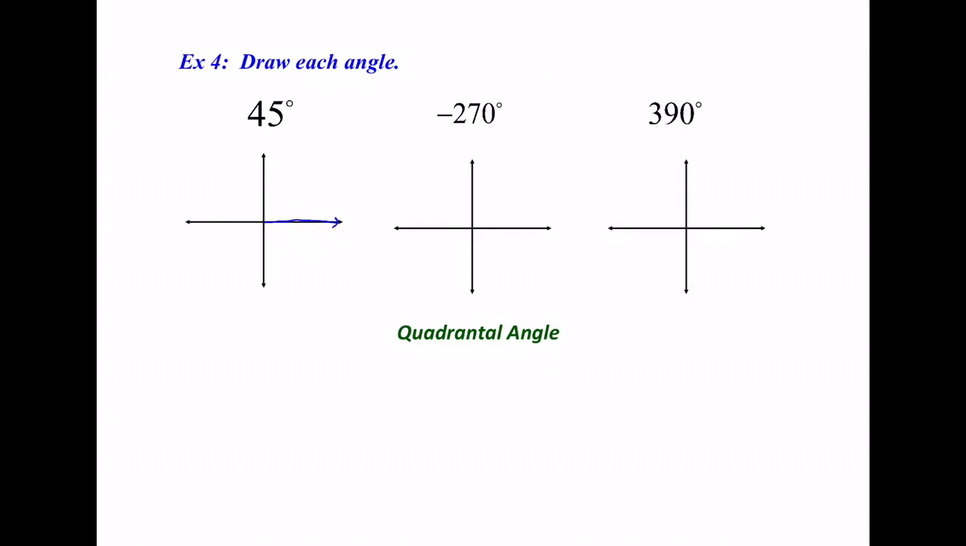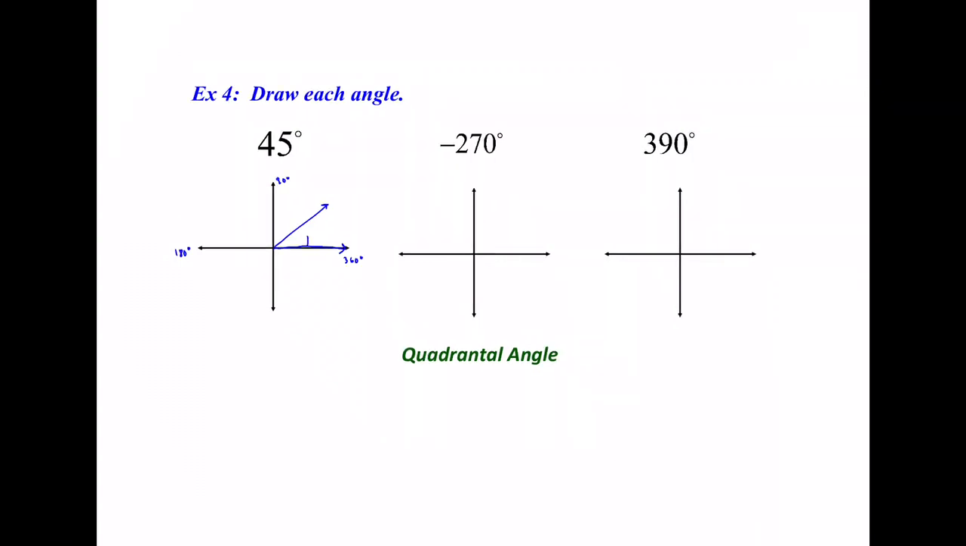But we have our initial side still, and you're still breaking it up into your degrees. You know a half a rotation is 180. You know a full rotation is 360. So where does 45 degrees fall? Well, 90 degrees would be a quarter of 360, and then 45 would be half of that 90. So this angle represents 45 degrees.